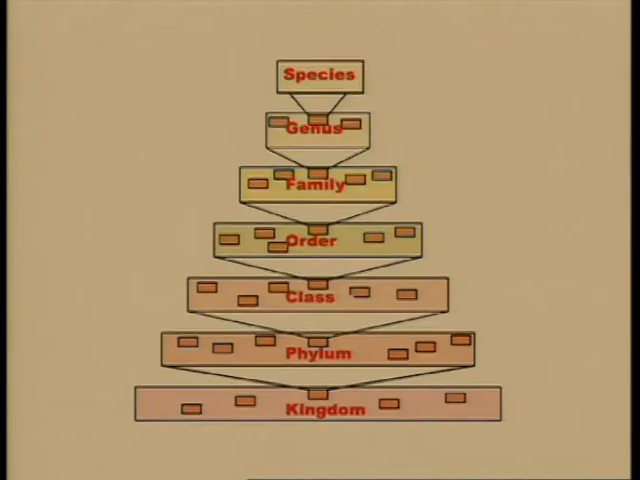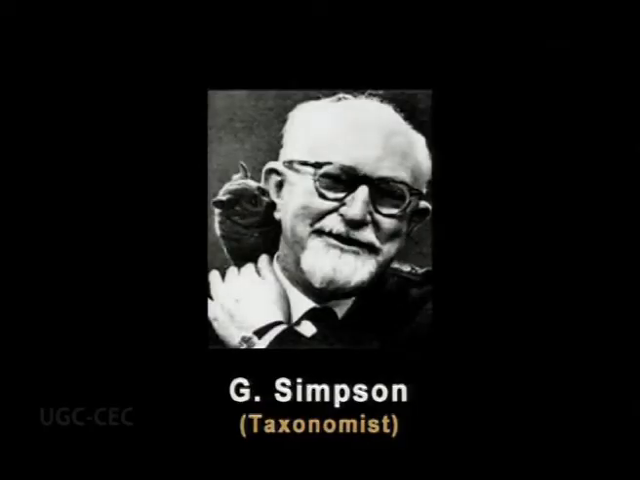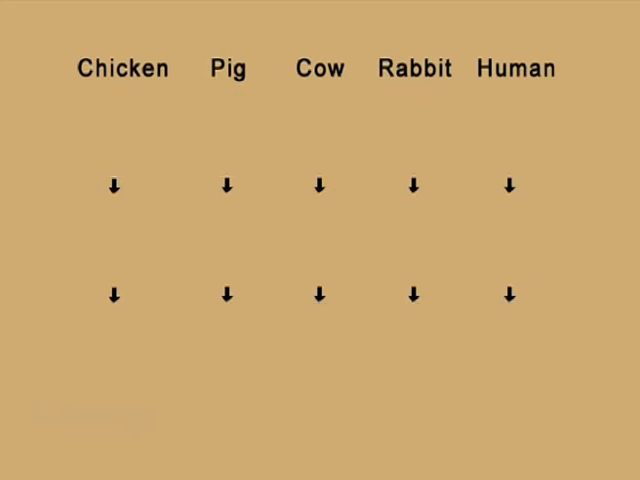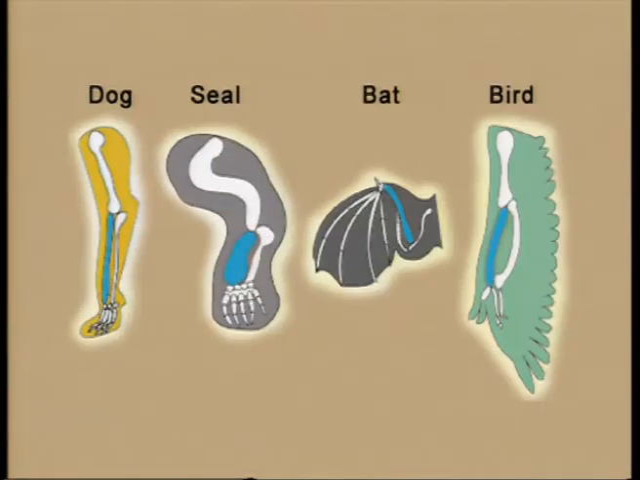Generally, the terms such as classification, systematics, and taxonomy are used interchangeably, but some taxonomists like G. Simpson relate them to separate fields. He considers systematics as the study of diversity of organisms and all their comparative anatomy, comparative ecology, comparative physiology, and comparative biochemistry.